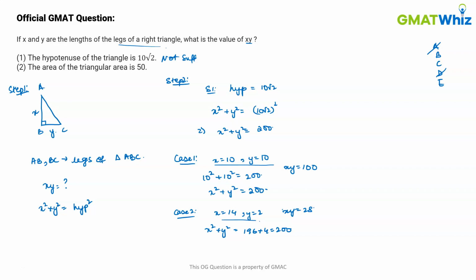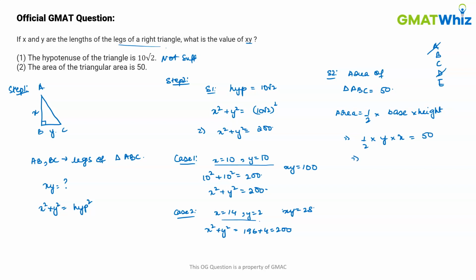Now let's move on to statement 2. As per the information given in statement 2, the area of triangle ABC is equal to 50. Now I know the area of a right angle triangle is equal to half times base times height.